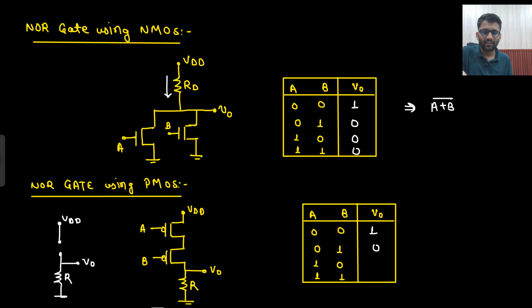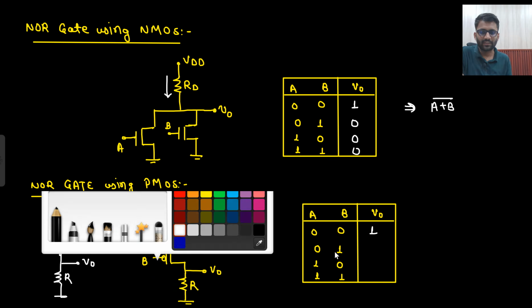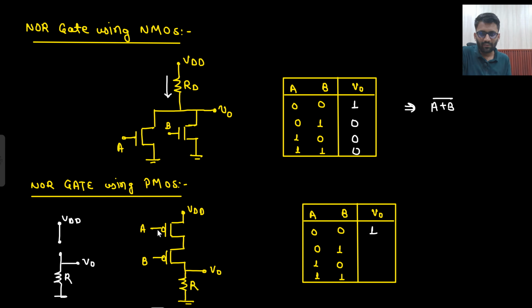Okay, I took the other case here. Actually, I solved the case where A was 0. That means A is on, and B is 1, that means B is off. So that was the case here, and we got 0. Now A is 1, that means A is off now, and B is 1. So again the same case is there. Again there is no current. So 0 current will flow, and V naught will be 0 only.